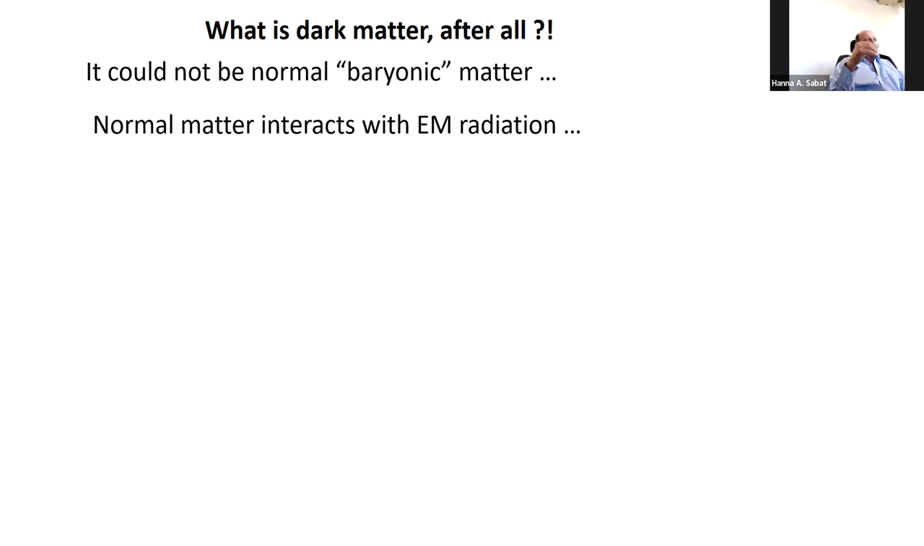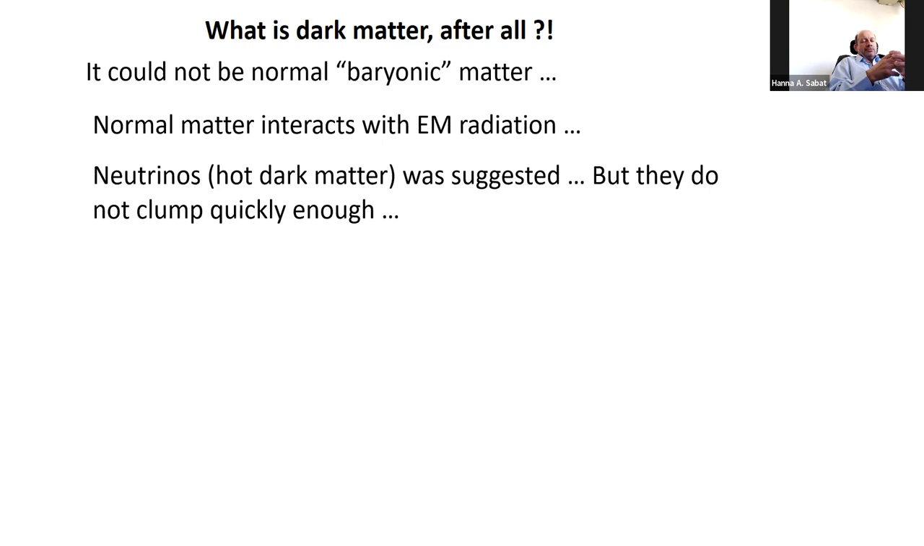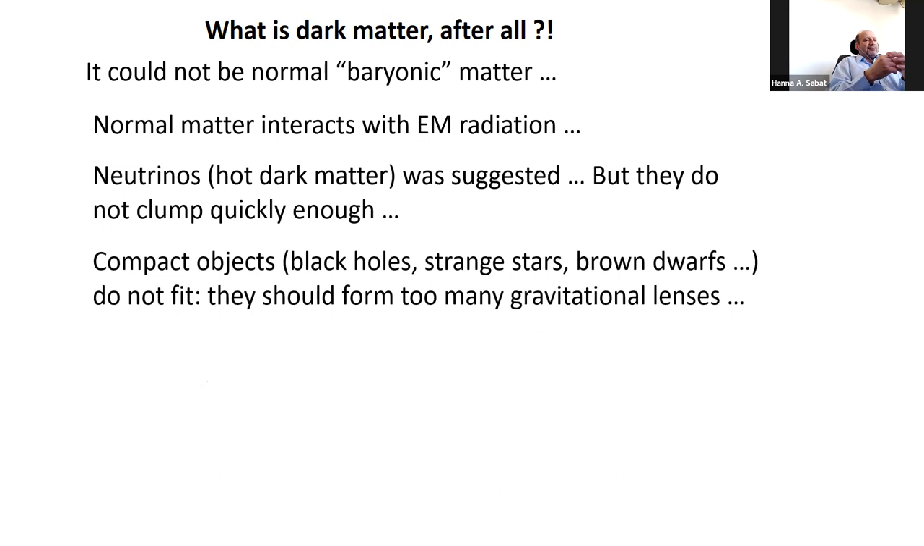And for some time, it was suggested that neutrinos, which are part of the standard model, might be the highly sought dark matter. But when models and simulations were used, it was found that they do not clump quickly enough. So this ruled out neutrinos as the long-sought dark matter. And another idea was that it could be compact objects.